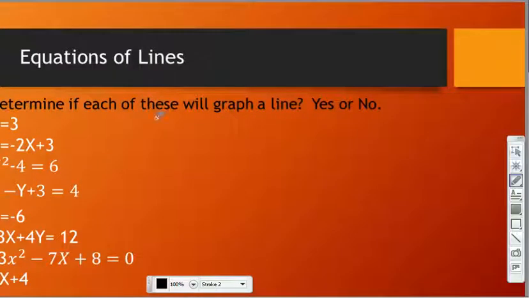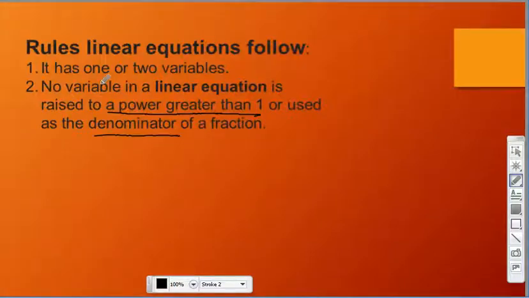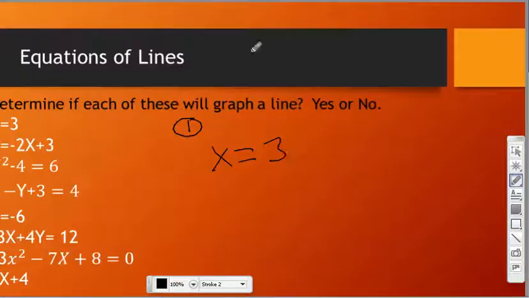For this next part of our video, we are going to determine if each of these will graph a line, and I can see that this slide did not show up that great in my recording. So for the first one, x equals 3. We are just deciding whether it will graph a line or not. So let's go back to our rules. So does it have one or two variables? Yes, it does. Is the variable raised to a power greater than 1? Nope. Is the variable used as a denominator of a fraction? Nope. So we would say yes, x equals 3 is a linear equation.